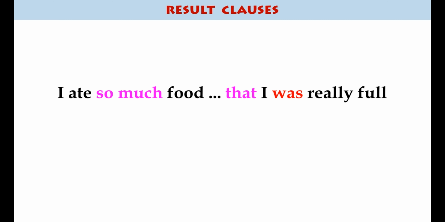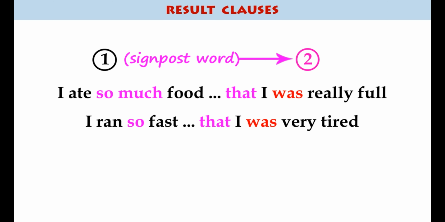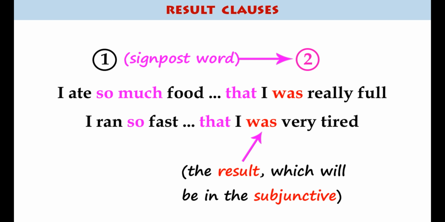I ate so much food that I was then full. And that second half is the result of the first half. The first half, I ate so much food. I ran so fast that I was really tired. And that was the result. So, as you can see, they are quite different from purpose clauses in their meaning.